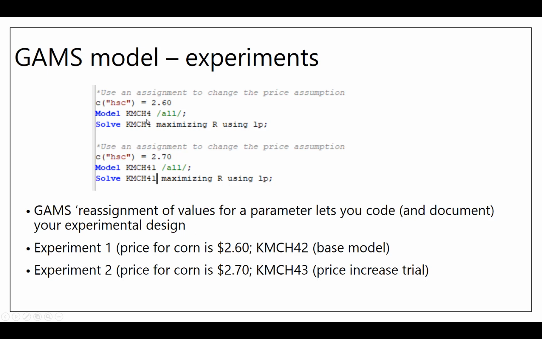So the one thing GAMS does require you to do is give a new model name every time you make a change or every time you resolve. And so this would be 4 and 4.1, or if you actually look in the code, this cutout is from a prior iteration of the model. Experiment 1, the price is corn 260, and that's going to be called KMCH42. That's the base model. Experiment 2, price for corn is 270. KMCH, this is Kaiser Messer Chapter 4, the third trial. And so that's when we increase the price from the base model.